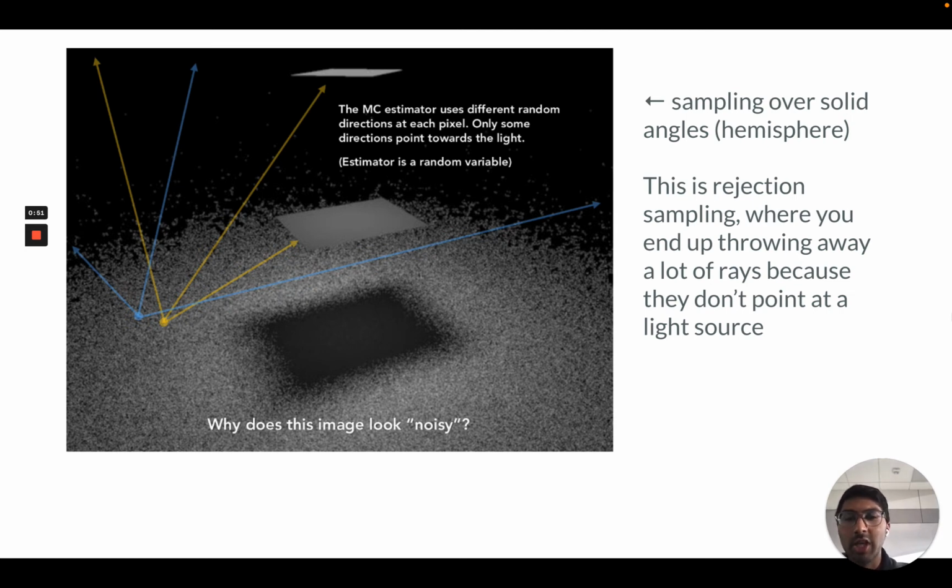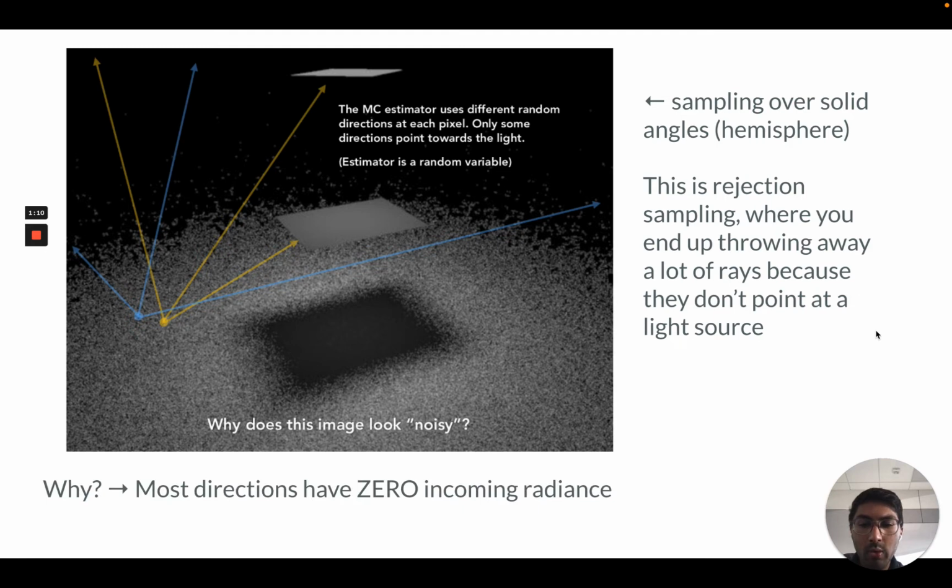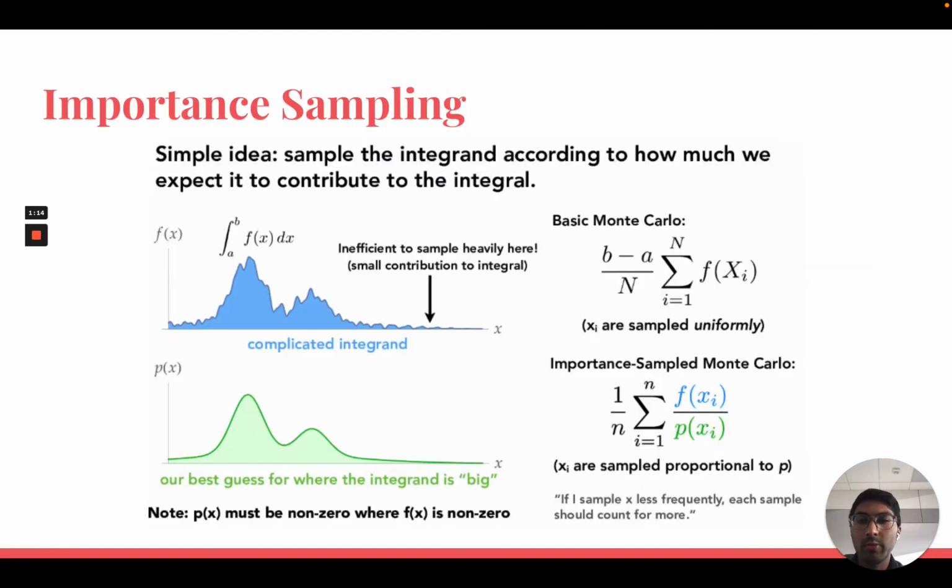This is essentially rejection sampling with a very wide distribution, with a uniform distribution over the upper hemisphere. And most of these samples are rejected. So there's 0 contribution to the integral. In order to be more efficient, we should find another solution. And that solution will be given by importance sampling.